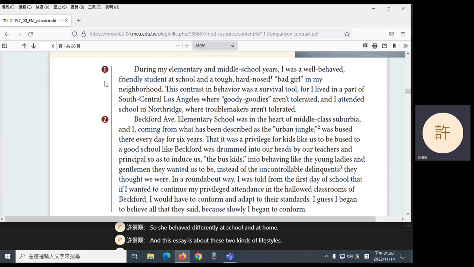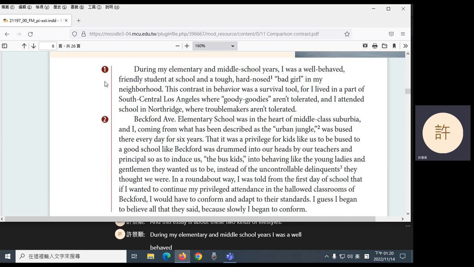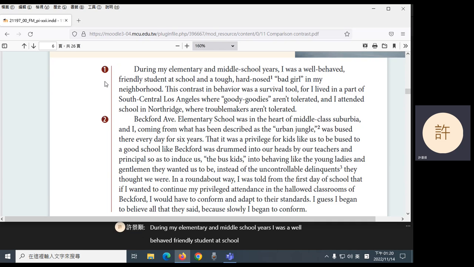During my elementary and middle school years, I was a well-behaved, friendly student at school and a tough, hard-nosed bad girl in my neighborhood. So the very first sentence gives us the main idea of this essay. She behaved one way at school and a completely different way in her neighborhood, at home.